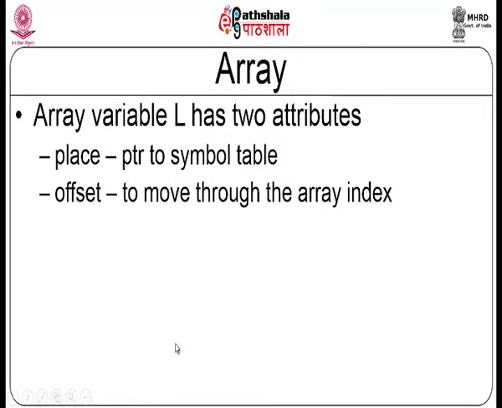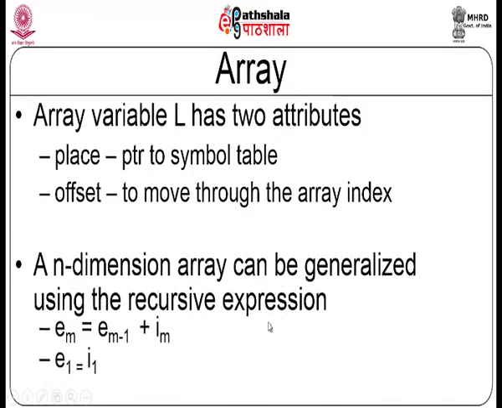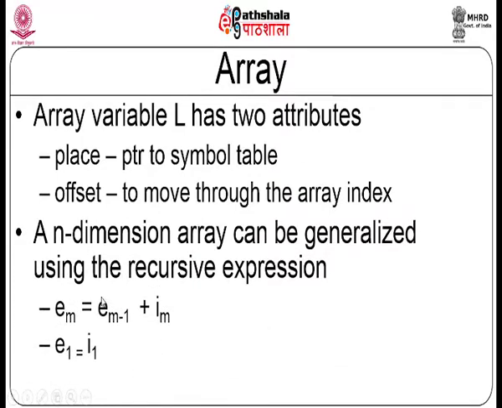So, we have seen that the array variable has two attributes. One is the place, which is a pointer to a symbol table, and the other is the offset, which is used to move through the array index. And this is your recursive equation, which is used for generating the 3-address code. So, e_m is equal to e_(m-1) times n_m plus i_m, where m here refers to the dimension, and e_1 is equal to i_1. That is, when you have only one dimension, it is the same.